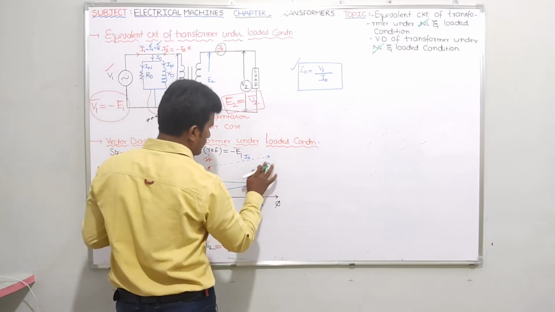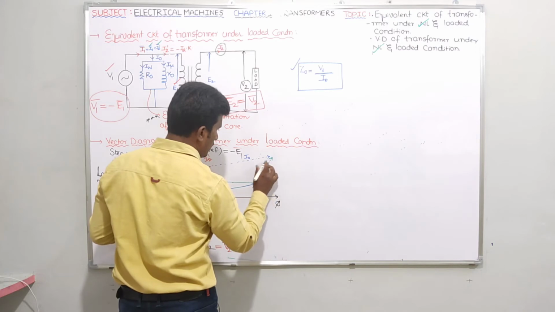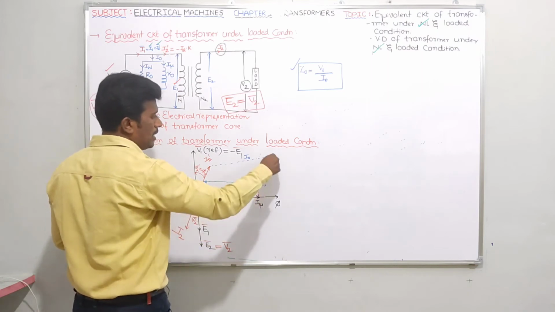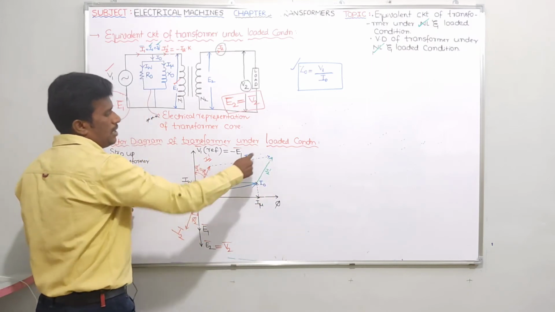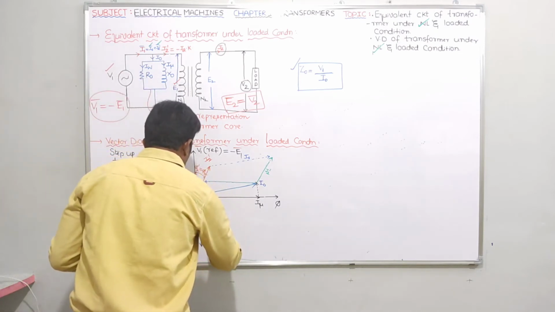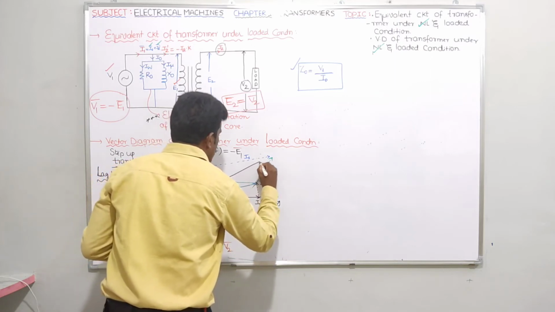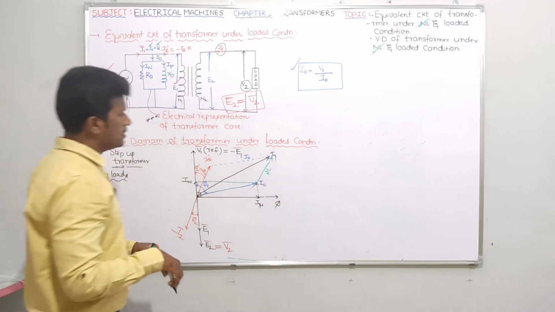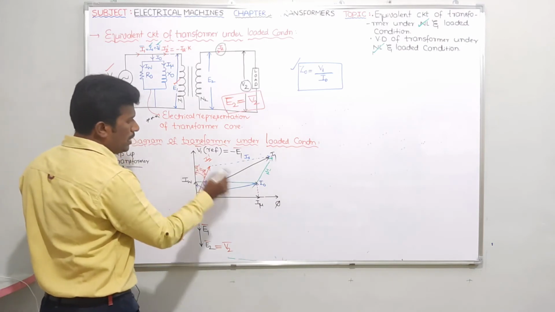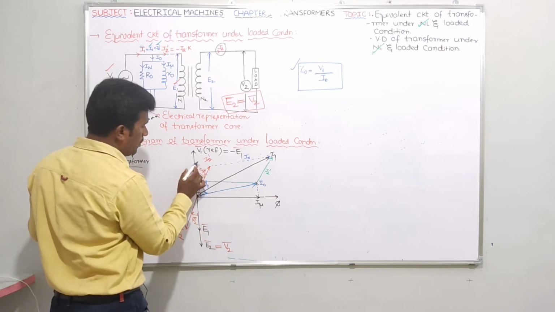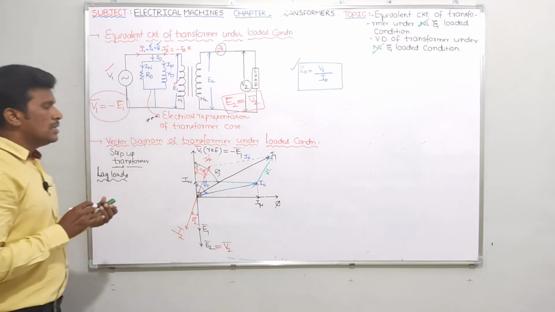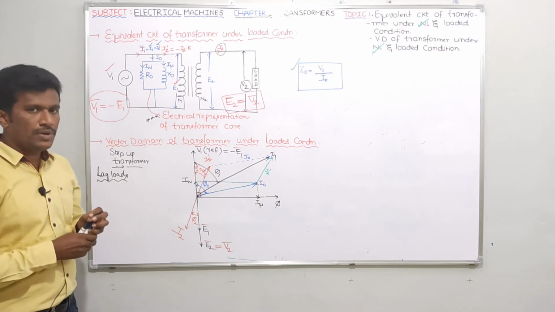Let me extend this I2 dash, so we get the vector neatly. The vector sum of I0 and I2 dash, or I can say I2 dash and I0, gives you what here? I1. Let me draw the I1 vector, which is the vector sum of I0 and I2 dash. So the angle between V1 and I1 is nothing but pi 1. See, there is nothing to confuse here. It is a very simple diagram, but seems to be difficult.